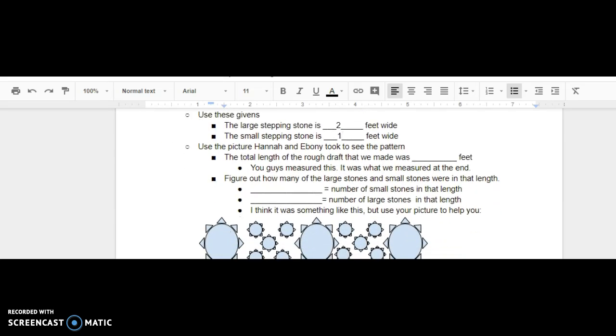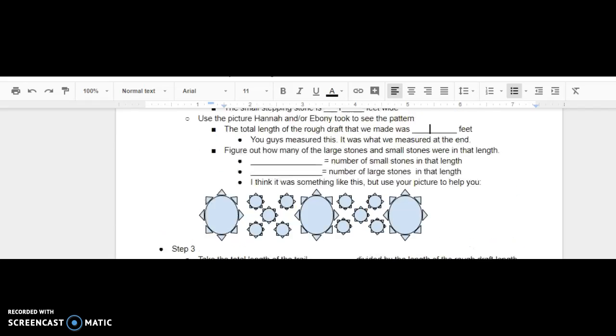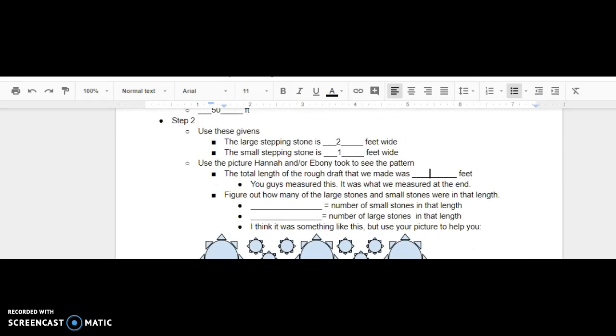Next, Hannah or Ebony, one of the two, or both of you, took pictures of what we laid out yesterday. What I want is the total length of the rough draft that we made in feet. This would be like this pattern down here. So we did like a big one, 5 small ones, a big one, 5 small ones, a big one, 5 small ones. What I want you guys to do is figure out what yours was.